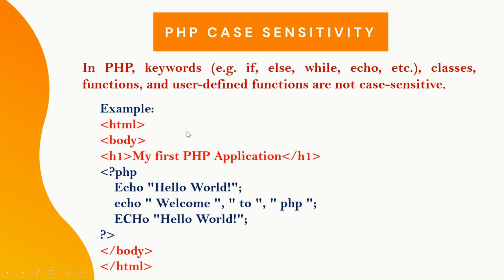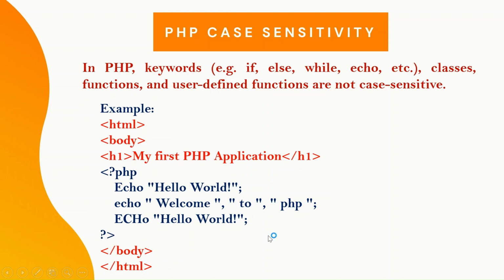So here is an example: HTML body, then h1. Now here in PHP you can see echo I have written with capital E, C, H, O. And here echo is completely small and here ECH is capital. So whichever way we write, case sensitivity is not applied to the predefined keywords. It will print whatever you are giving, it will print the answer. Then close the body and HTML.